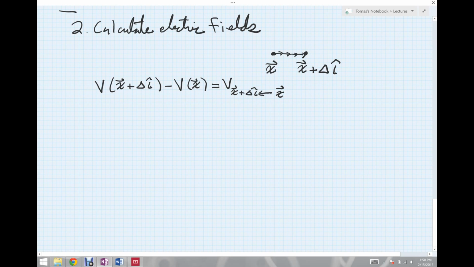The reason why I want to look at it this way is that this voltage I can then relate to an integral. That voltage we know is minus, because it's always work done by us, so that's minus the integral of the electric field E dot dx as I travel along my pathway here from the point x to the point x plus delta I hat. Now this is a dx vector.